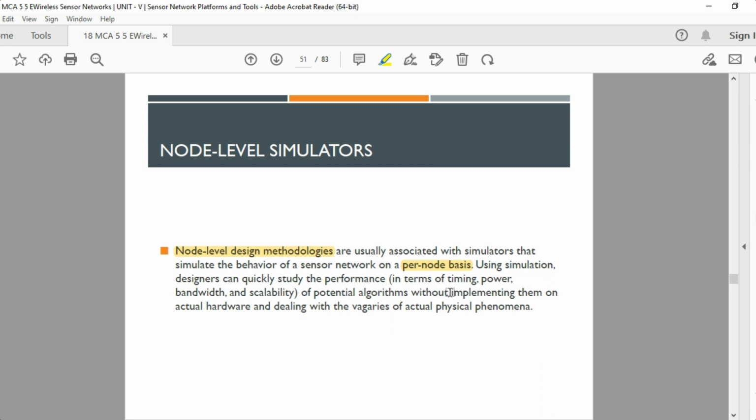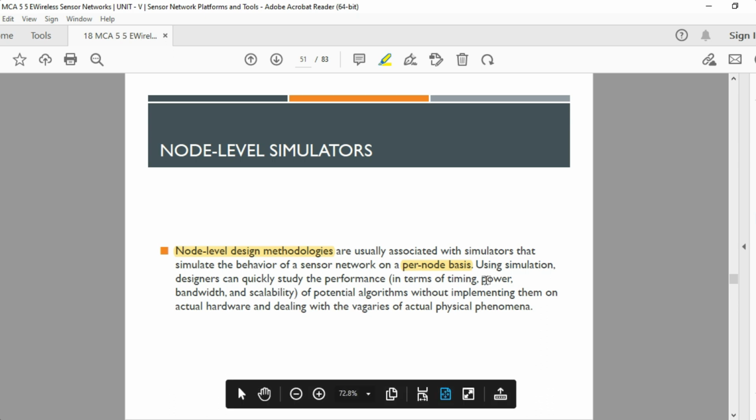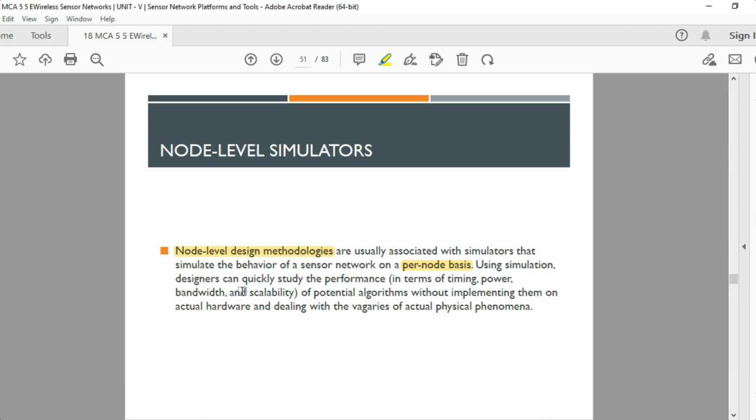How better is the timing, that is, whether the latency is increased or decreased. What about the transmission delay? And what is the average delay and average packet delivery? What is the amount of power? What is the power bandwidth utilized? How far is it scalable enough?